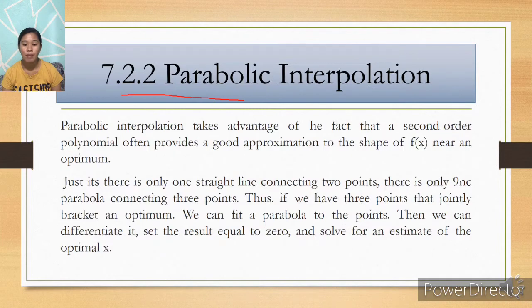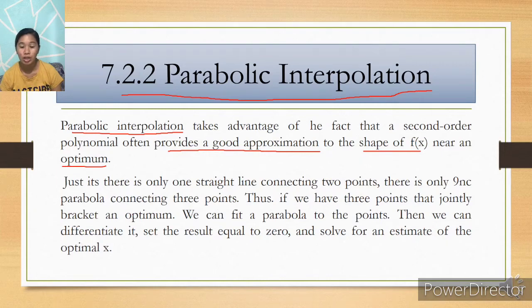So next we have parabolic interpolation. Parabolic interpolation takes advantage of the fact that a second-order polynomial often provides a good approximation to the shape of f of x near an optimum. Just as there is only one straight line connecting two points, there is only one parabola connecting 3 points. Thus, if we have 3 points that jointly bracket an optimum, we can fit a parabola to the points. Then we can differentiate it, set the result equal to 0, and solve for the estimate of the optimal x.